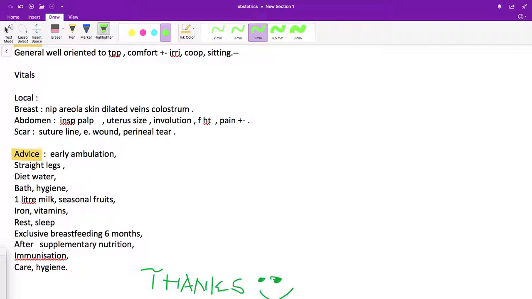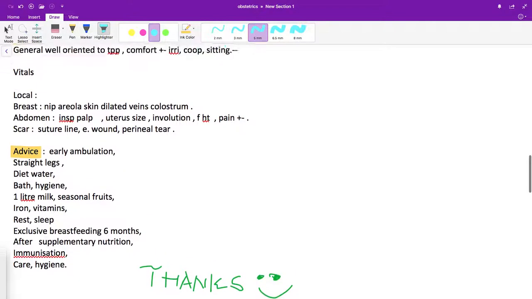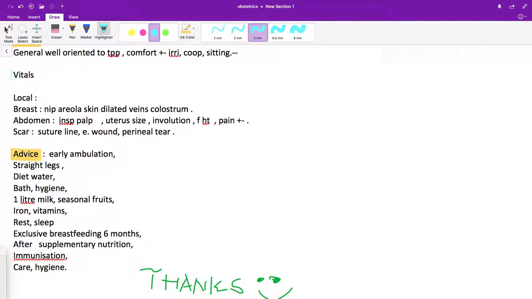After that comes the vitals. Okay, so never ever miss vitals. Many times we are in a hurry, we do all the head to toe examination, but we don't record the vitals, and then it's considered a big blunder. Okay, because vitals are very important for a woman who has just delivered a baby.